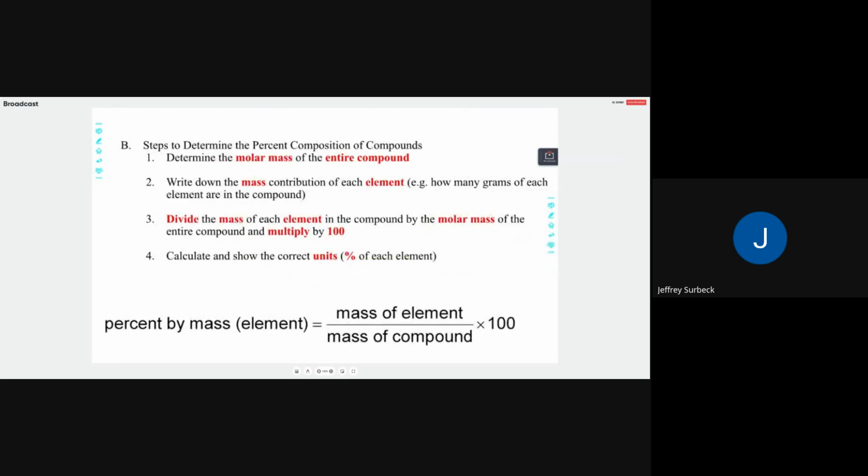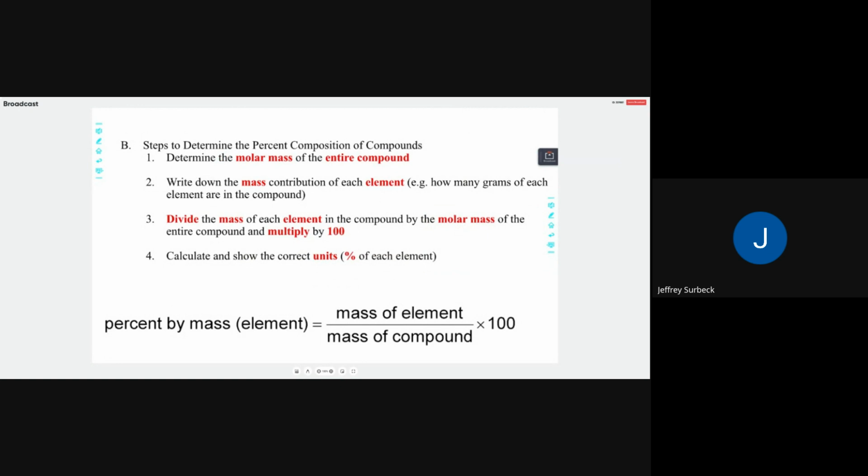To go through these steps, the first thing you have to do is get the molar mass. I'm going to give it to you; I don't have it listed on your slides, but I will highlight it. For the test, you already know how to do the molar mass. It will be one of the questions where you have to find the molar mass of some compound.